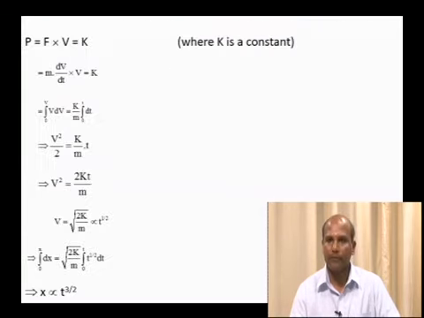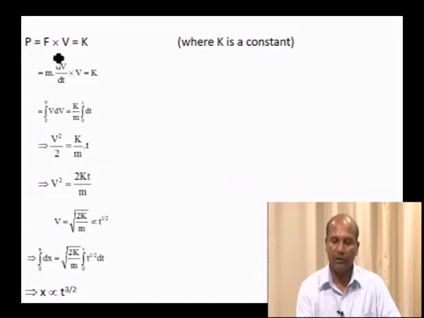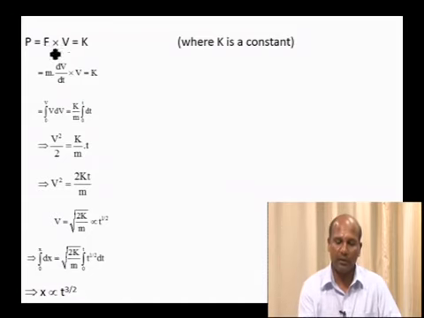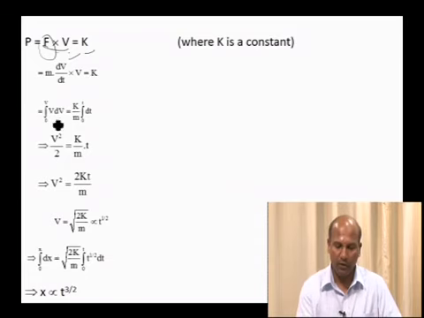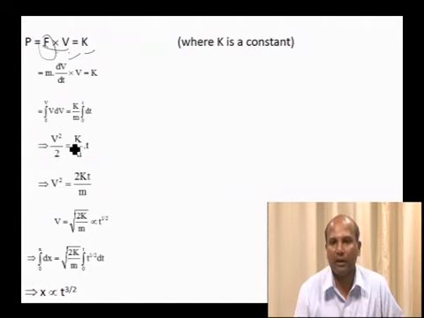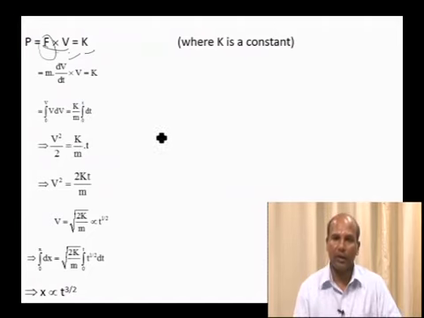So now you see, I know power is force into velocity, and this turns out to be a constant. Why? Because this is basically a number. I know that force can be written as mass into acceleration, and acceleration is rate of change of velocity, so m into dv by dt into v, which is equal to k. So now I am just bringing these two things closer here. So v dv, which is equal to k, I have brought this to this side, integral 0 to t dt. So you have v square divided by 2, which is equal to k t divided by m.